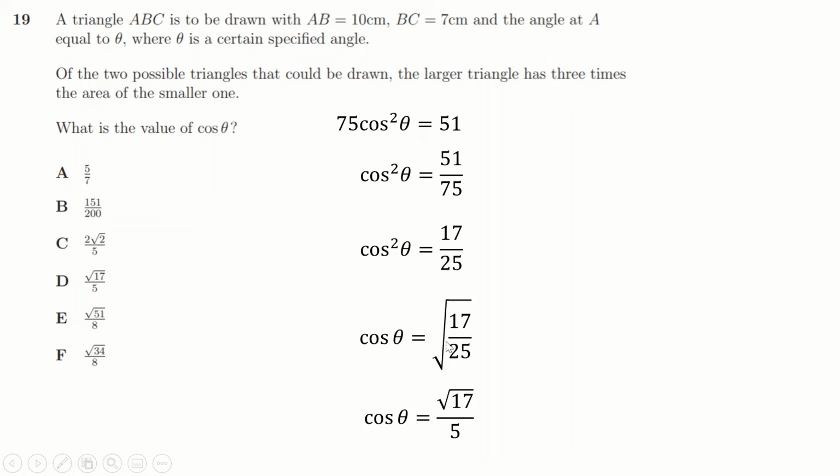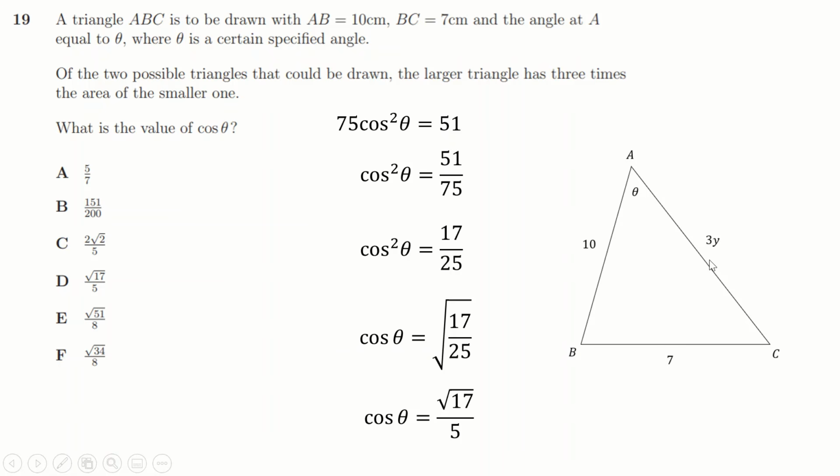But maybe just to describe exactly why you can't have a negative, look back at the picture I drew. Theta is opposite the 7, which is not the biggest side in the triangle, which means theta can't be the biggest angle in the triangle.